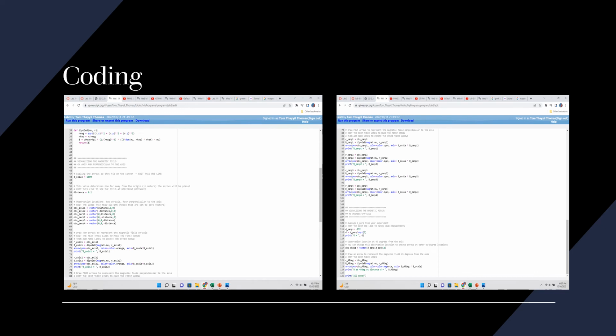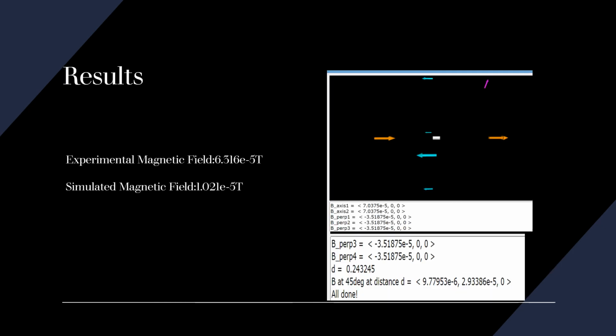This here is the code I used for my simulated model. And here are the actual results, where we have the simulation of the lab. We have the 4 perpendicular locations, as well as 2 on-axis locations, and the vectors there are representative of the magnetic field. The purple one is representative of a 45-degree off-axis magnetic field location.